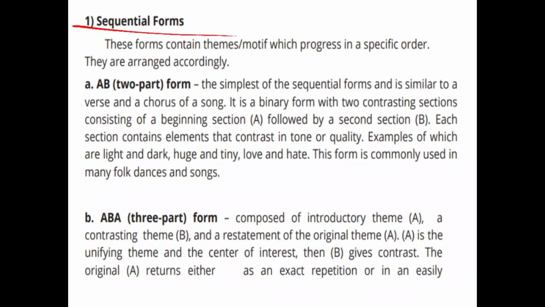Okay, what are sequential forms? These forms contain themes or motif which progress in a specific order. They are arranged accordingly. A, B, or two-part form. Example niya, mao na siya ang pinaka-simple na sequential form and is similar to the verse and chorus of a song. Kanang ginabalik-balik lang siya. It's a binary form with 2 contrasting sections, consisting of a beginning section followed by another. Examples are light and dark, huge and tiny, love and hate. This form is commonly used in many folk dances and songs.